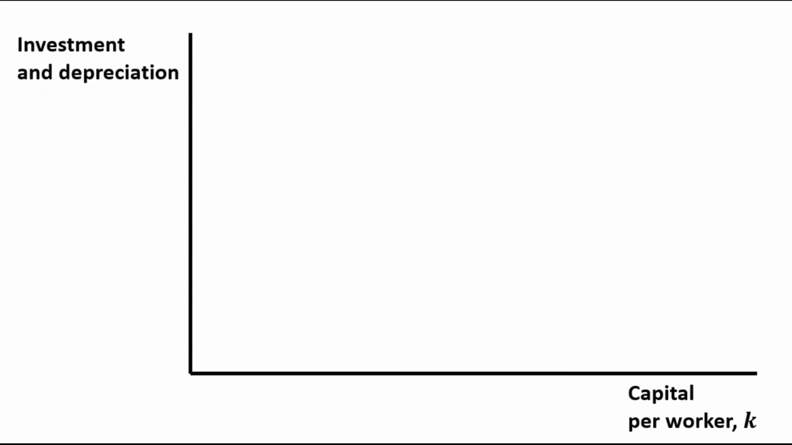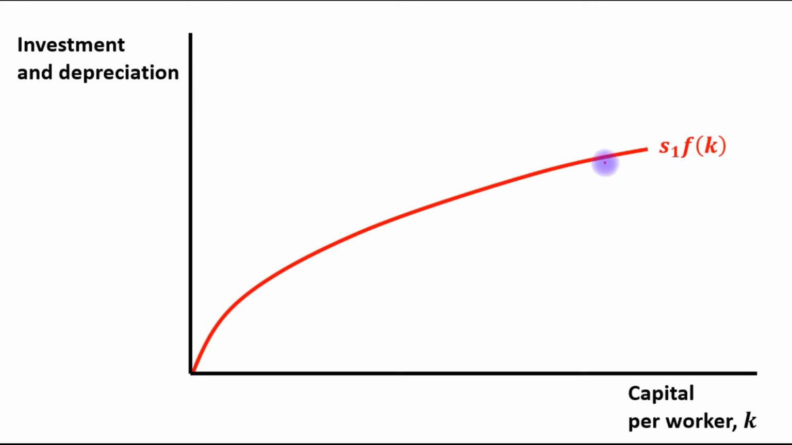Here we have two axes. On the horizontal axis we have taken capital per worker and on the vertical axis we have taken investment and depreciation. This is our investment function in which the initial saving rate is given as S1, and this is our depreciation curve represented by delta K.